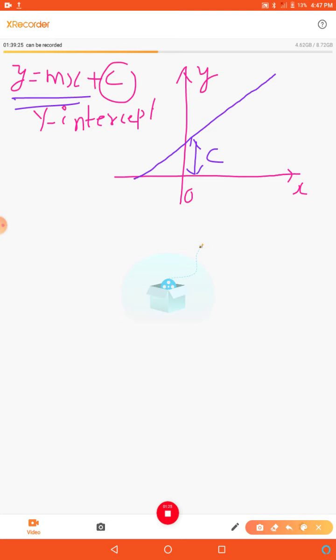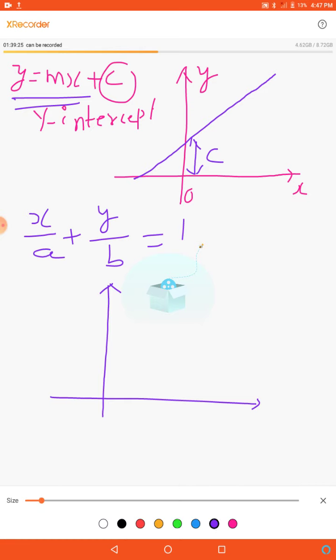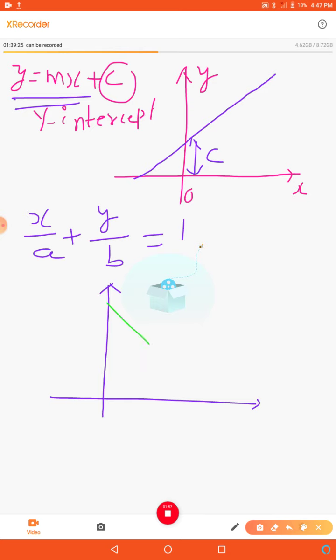Also we can have another equation for a straight line. The other equation for a straight line can be of this form: x by a plus y by b is equal to 1. So this is another form of a straight line. This can be drawn like this. This is the y-axis, this is the x-axis. So x by a plus y by b is equal to 1 is a straight line of this form, with a green line. So this represents a straight line.